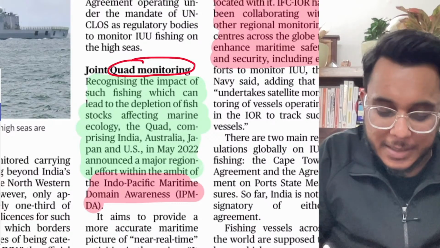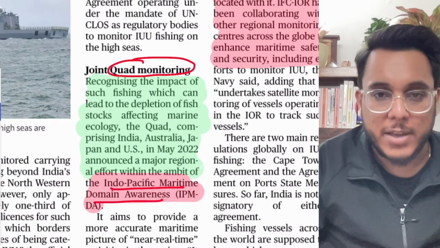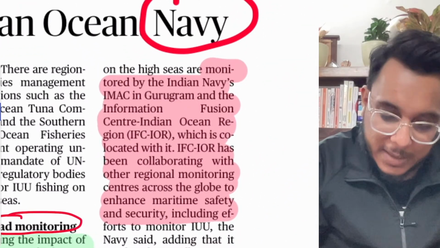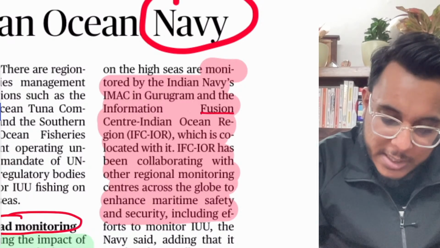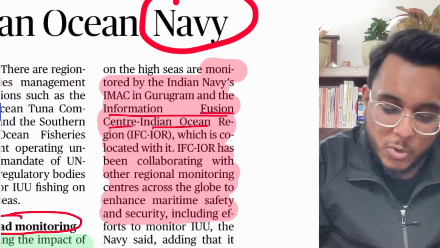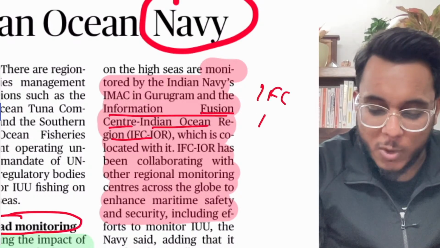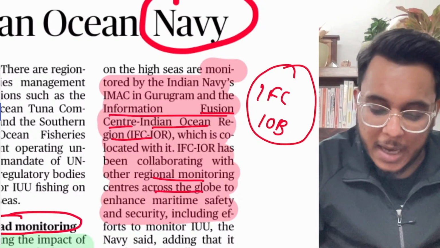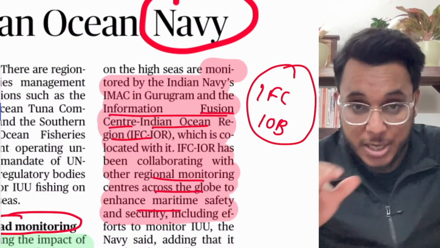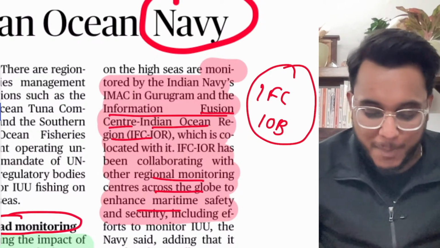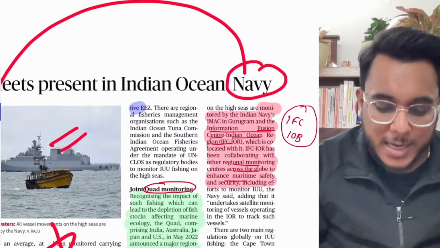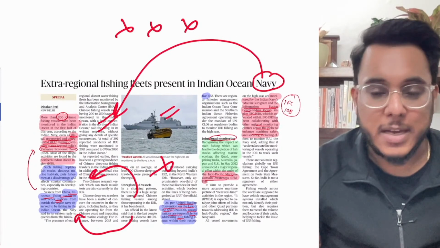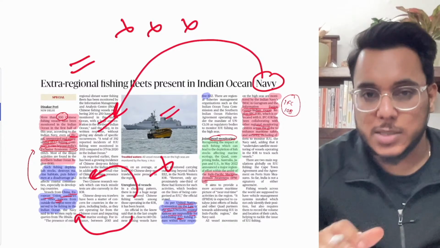Within the Quad, the Indo-Pacific Maritime Domain Awareness has been developed. Moreover, the Indian Navy is leading the Information Fusion Centre for the Indian Ocean Region, IFC-IOR. In this, they are doing regional monitoring, making sure that the ships in the region are not impacting maritime safety and security. So the Navy has simply provided that these illegal ships are doing fishing and it needs to be stopped. Fine. So that is all, guys, about this article.